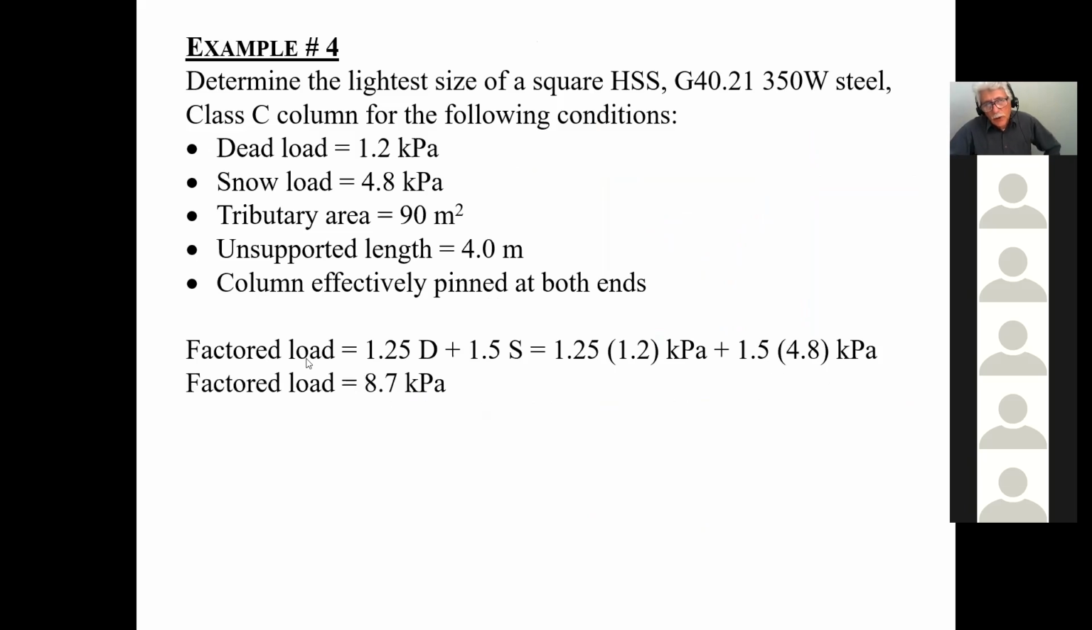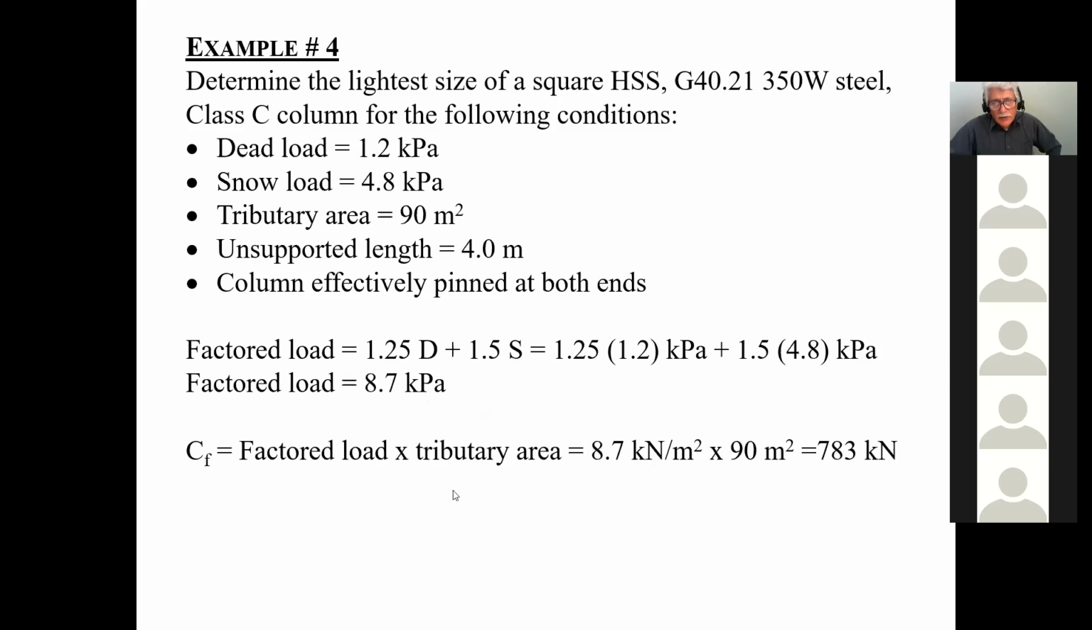And of course, if you want to be really conscientious, you should do load combination number 1 also. But I know that in this case, this is not 10 times that, so therefore this is the one that's going to govern. And now I get my CF value, which is my factored load times my tributary area. So I have a CF value of 783 kilonewtons. Okay. Now, what do I need to do?